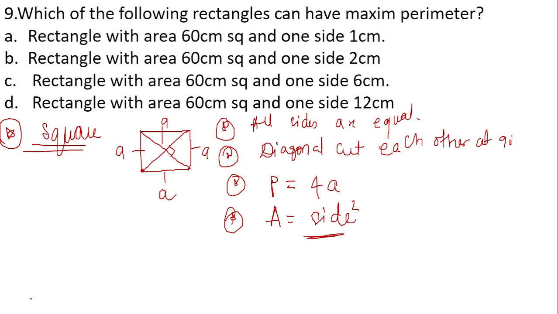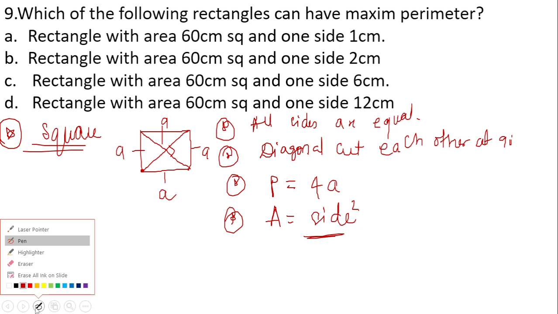Please take a screenshot of this. In case of square, all the sides are equal, diagonals cut each other at 90 degree, perimeter is equal to 4a, and area of the square is equal to side square. Based upon this formula, the questions can be directly asked in your examination.